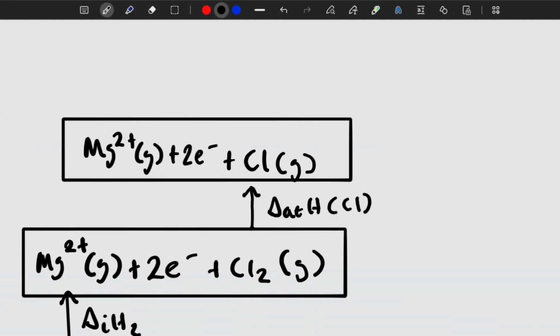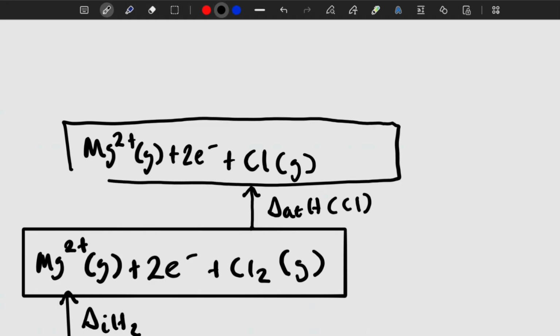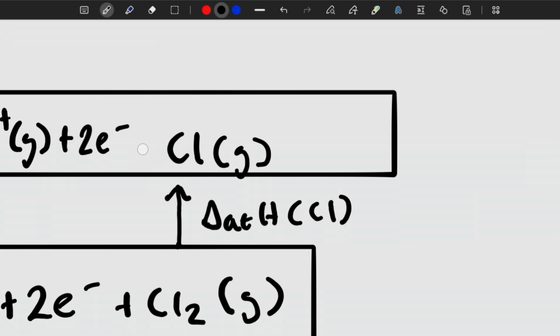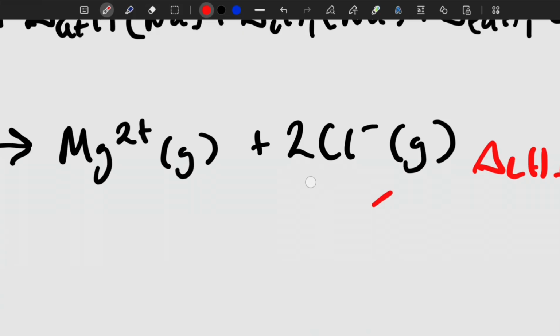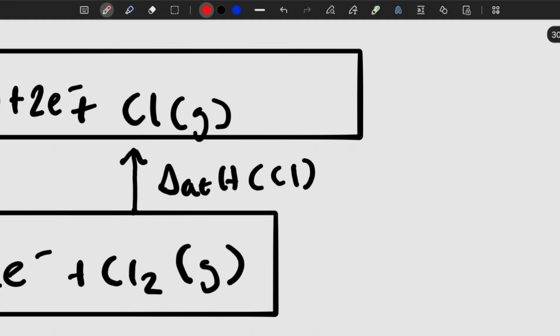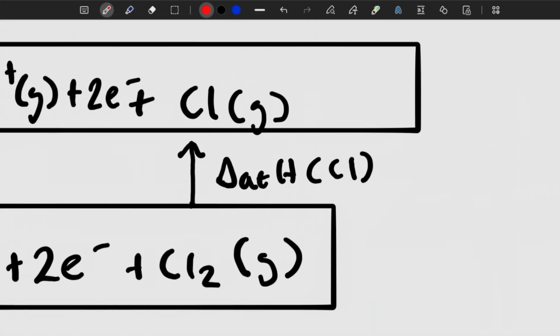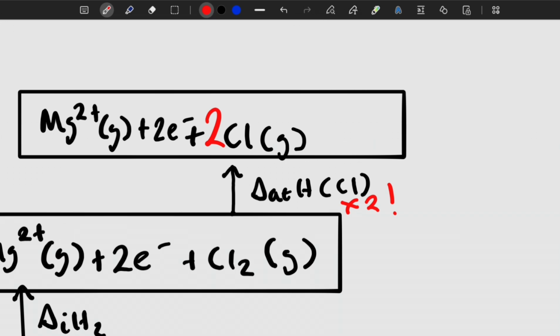Right, so now we want chlorine to be in its ionic form. Oh wait, guys, I forgot to mention, since there is our 2 here, remember, there's 2 chloride ions here, meaning that since the enthalpy of atomization forms 1 mole of gaseous atom, we want 2 moles of gaseous atom. Therefore, we times the enthalpy of atomization of chlorine by 2. So there's 2 chlorines, gaseous atom.